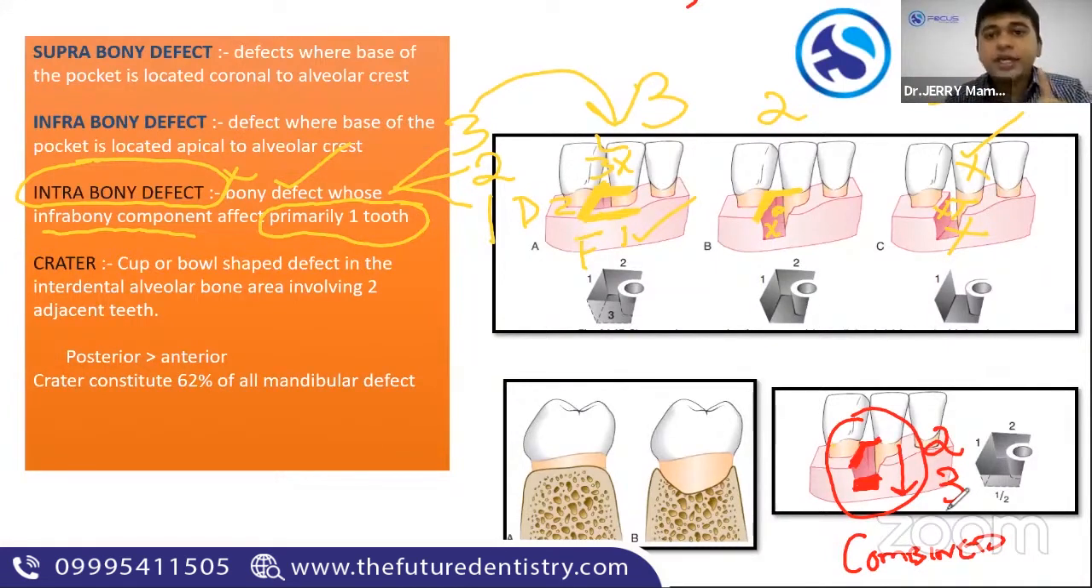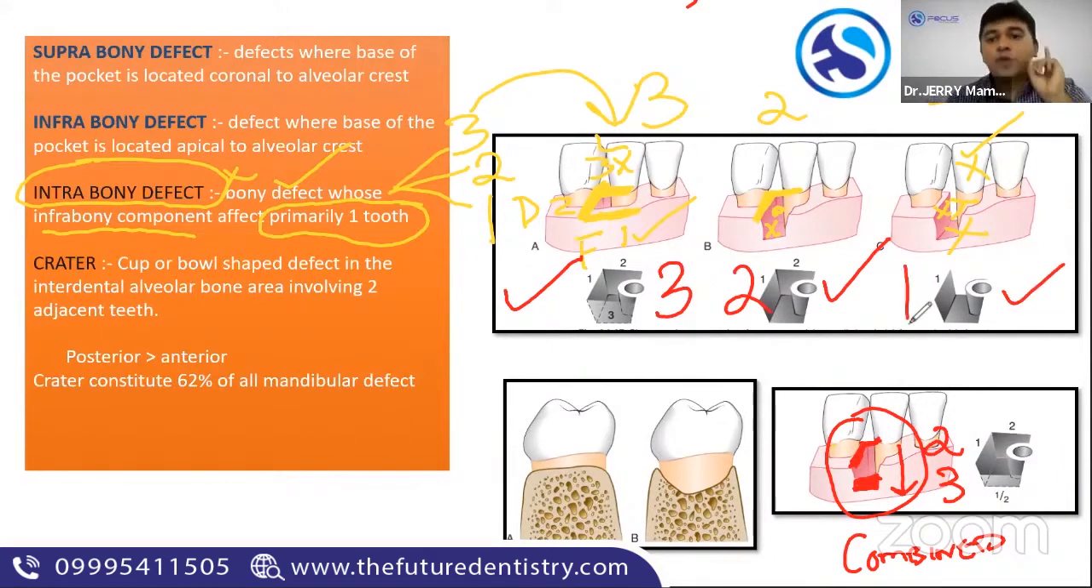Okay, so now we studied three wall defect, where three walls are remaining, two wall defect where two walls are remaining, and one wall defect where one wall is remaining. Is this clear? And then you have the combined defect. Two walls in the top at the coronal end and three walls towards the apical end. So there is a combination of two defects, so it is called a combined defect. Is this much clear?